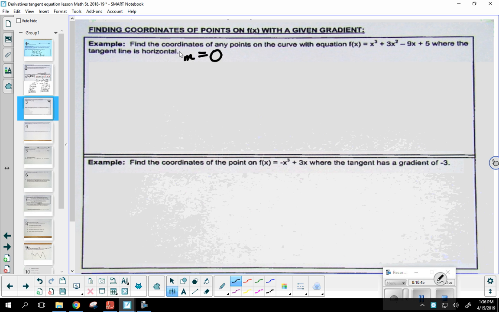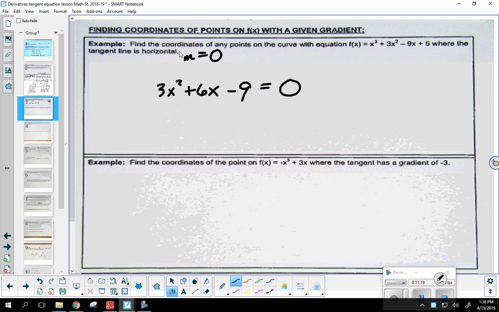Okay, so how am I going to do this? What do I need to do first? There you go. If you're wanting to find the locations where it happens, set the derivative equal to the slope you're looking for. All right, so what is the derivative of f? 3x squared plus 6x minus 9. There we go. I'm going to set this guy equal to 0.